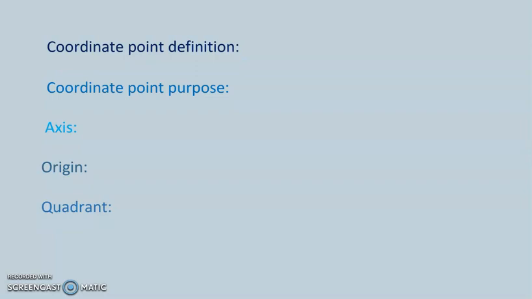And our first definition is a coordinate point. And a coordinate point is just a location on a graph. And it's also known as an ordered pair. The purpose of a coordinate point or an ordered pair is for mapping and locating.